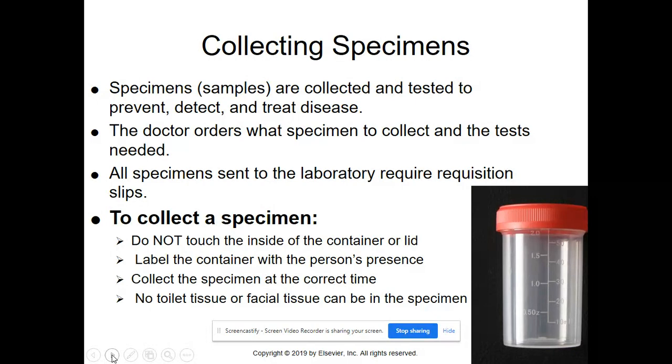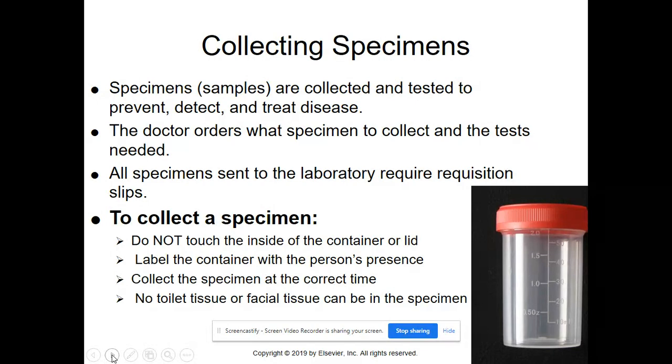The doctor orders what specimens to collect and what tests to run. So he might say get a urine specimen on the patient. That's not enough information. We need to know what kind of urine test he is going to run. So he would say, I want you to collect the urine for a urine drug test. Okay, so now I know I need to get urine, and I know that I'm getting that urine for a drug test. Because if you just ask a person, hi, can you pee in this cup? They're going to want to know why.